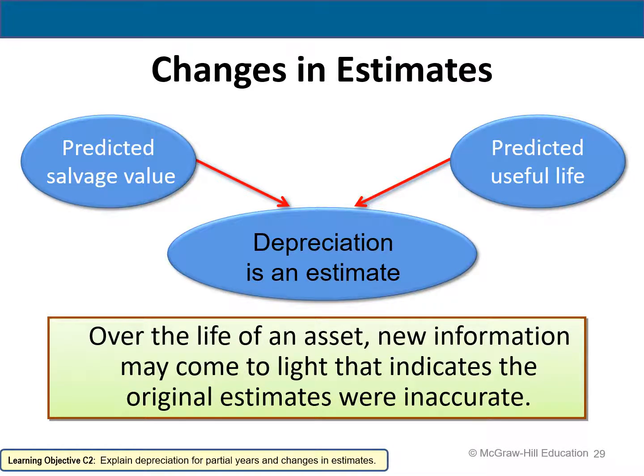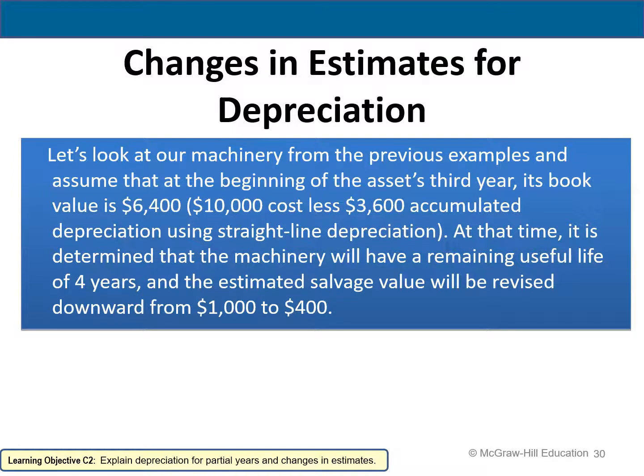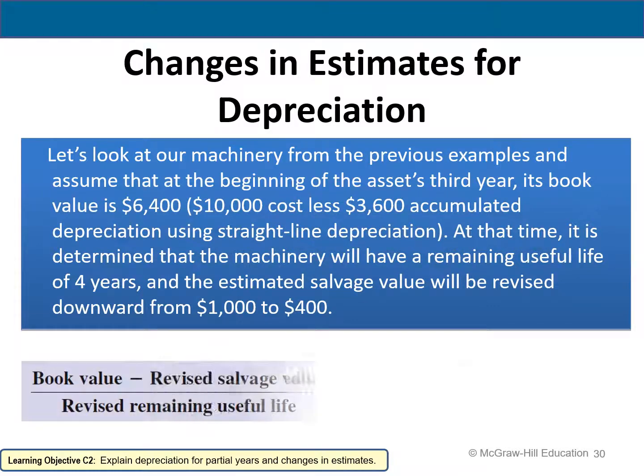All right, so changes in estimates. Occasionally, actually probably more than occasionally, new information will come to light that may indicate that our original estimate of an asset's life was wrong and we need to update it. Because really we're predicting a useful life and a salvage value to come up with a depreciation estimate. So when we have changes in estimate for depreciation, let's look at how we handle those.